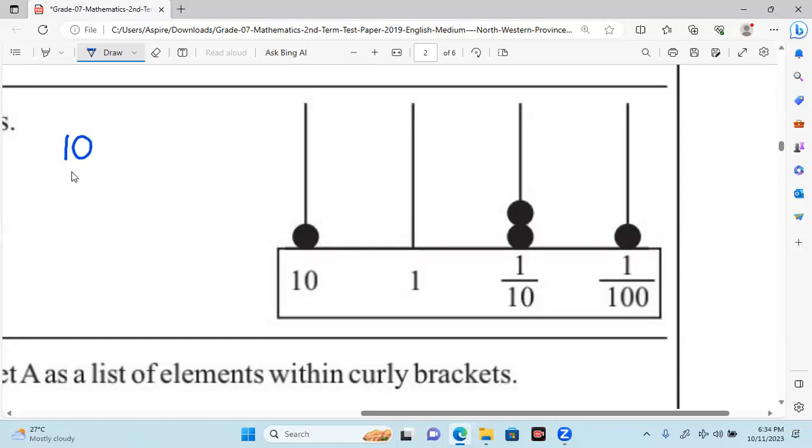Then after that you can see these are 1/10 and 1/100. This is the first decimal place. This is the second decimal place.